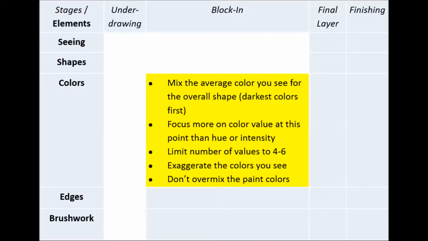The next point with regard to color is that of value. Value is the most important element of color as we focus on the block-in. More important than hue or intensity. And we want to limit the number of values to a minimum, maybe 4 to 6. We also want to exaggerate the colors that we see. This is especially true if you're using a photograph for a reference, since so many of the colors are lost, especially in the shadows. And lastly, don't overmix the paint.